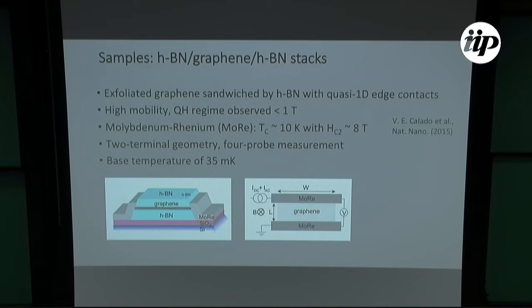Okay, so the contacts are contacting graphene from the edge. They are made from molybdenum rhenium alloy, which is a type 2 superconductor with a critical temperature of 10 Kelvin, and it can withstand several Tesla. We are measuring the resistance of the sample in a 4-probe geometry where we only have two contacts, but we are passing current and measuring voltage separately.